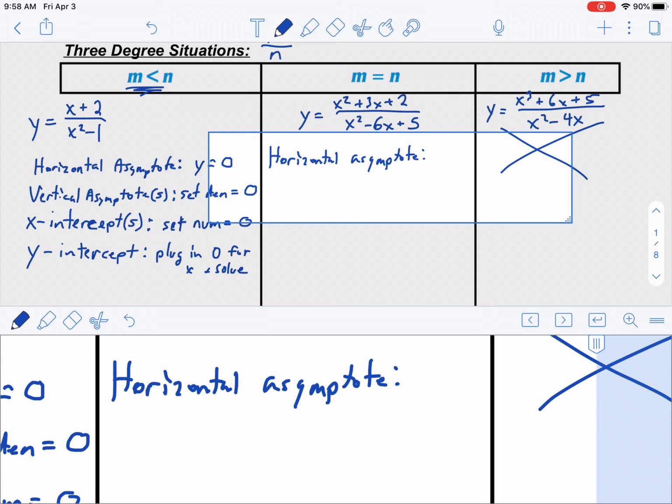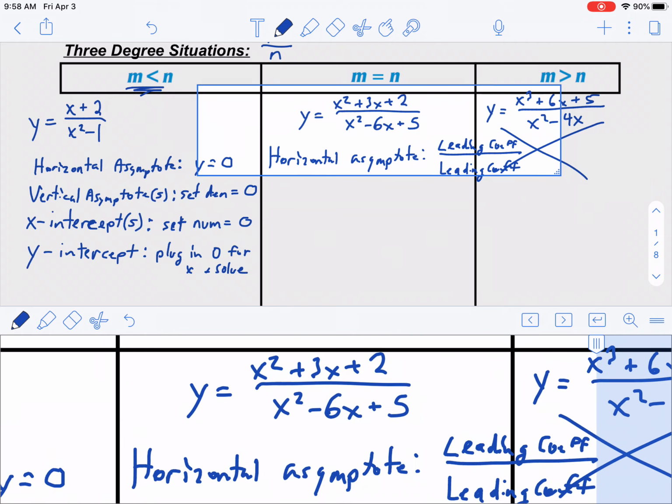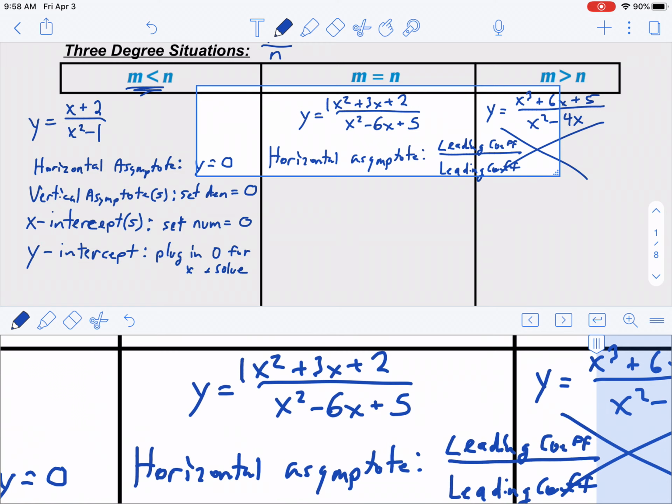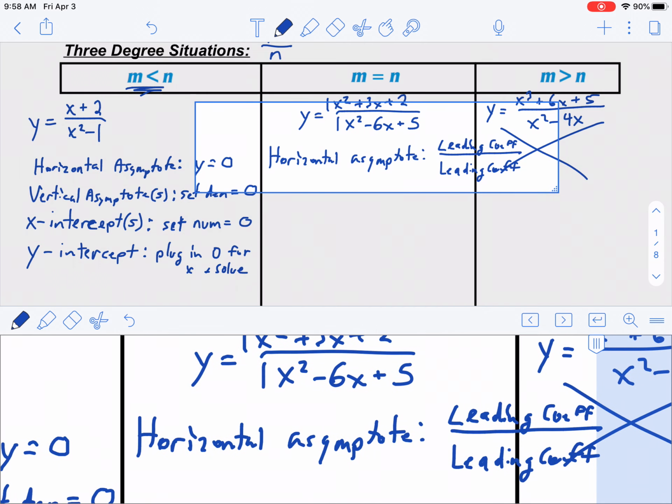To find the horizontal asymptote when our degrees are equal, it is the fraction of the leading coefficient over the leading coefficient. So in the example that I have up here, my leading coefficient is 1, leading coefficient is 1, and so the horizontal asymptote on that graph would be the line y equals 1. If it was 2 over 1, the horizontal asymptote would be 2. If it was 1 over 3, it would be 1/3, and so on. It's leading coefficient over the leading coefficient.